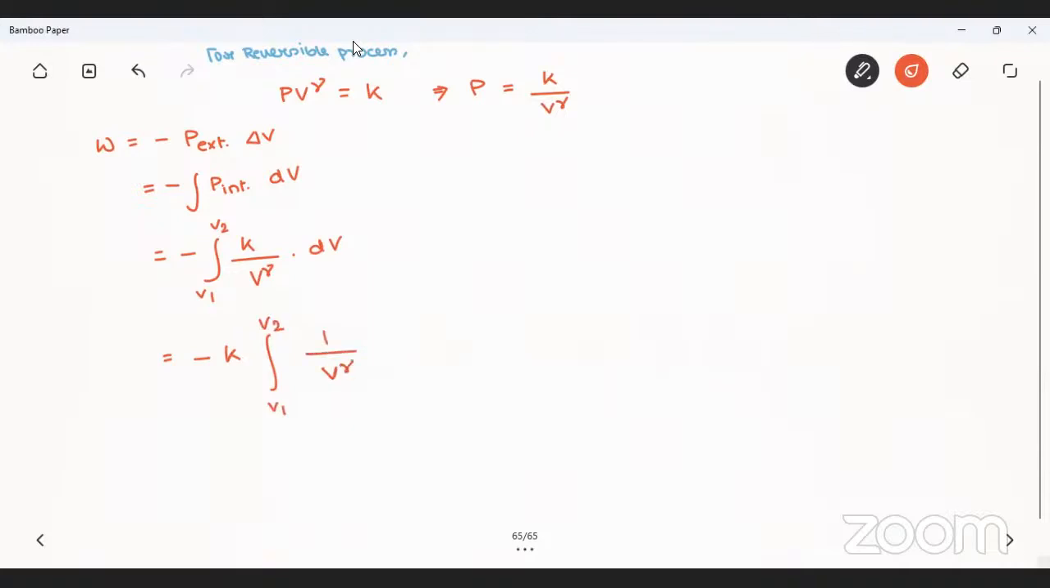1 by V to the power gamma into dV. Okay, this is a formula. So, it is minus K of integration of V1 by V2, V to the power minus gamma into dV. How can we write the formula?